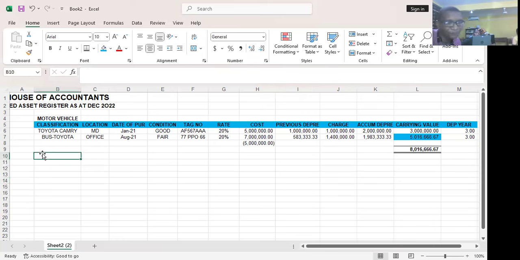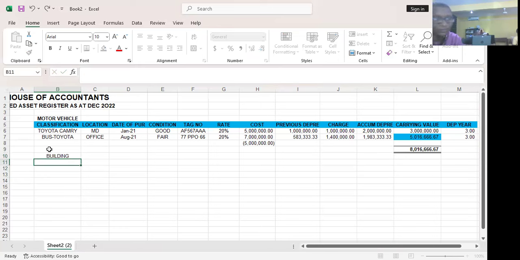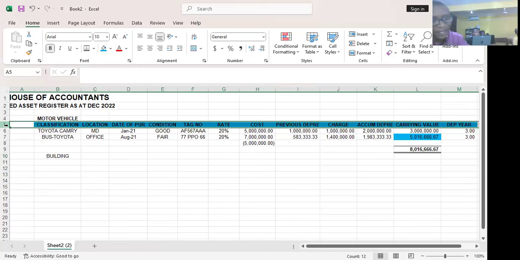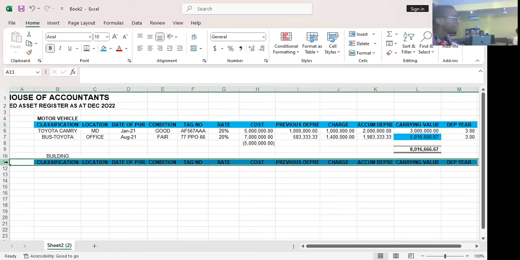Let's take another one. Let's take building. The building has to be separated from land. But according to IFRS, you cannot say land and building together. So it has to be separated. The land separately, the building separately, because you cannot depreciate land. So the same thing we have here.